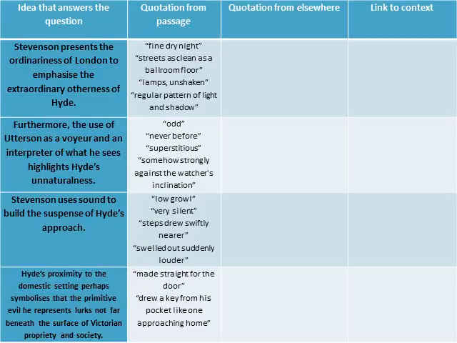And then lastly, my more abstract point about domesticity and Hyde's comfort with the key could be Hyde's proximity to the domestic setting perhaps symbolises that the primitive evil he represents lurks not far beneath the surface of Victorian propriety and society.